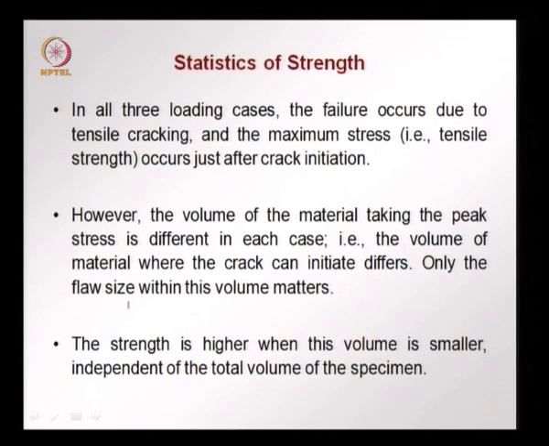So, how do we model this? We saw that in all the three cases failure occurs due to tensile cracking, and the maximum stress occurs just after crack initiation. The crack does not propagate a lot, but it fails suddenly. The volume of the material taking the peak stress is different in each case, that is, the volume of the material where the crack can initiate differs. Only the flaw size within this material matters. So, we have to find out what this volume is and use it as a measure of the variability of the flaws. Strength is higher when this volume is smaller, and it is independent of the total volume of the material, especially when the stresses are non-uniform.